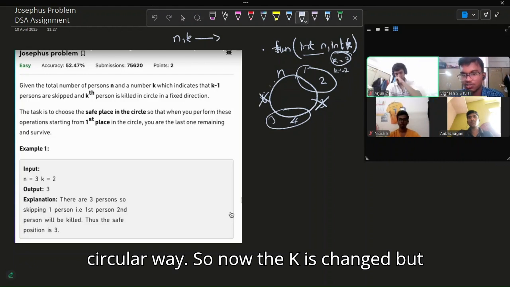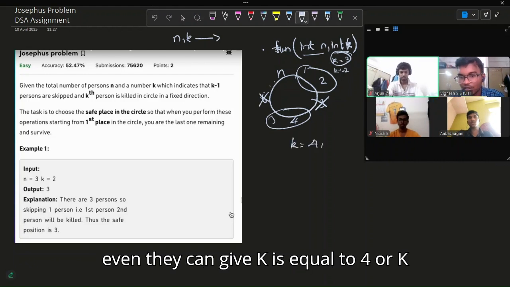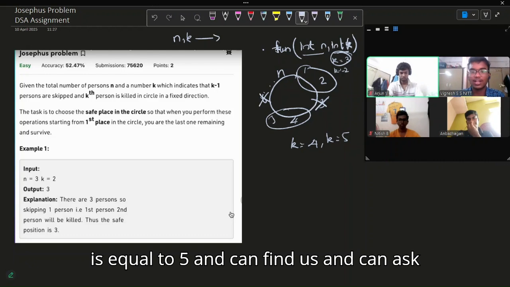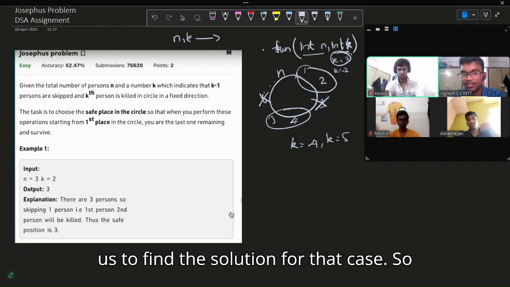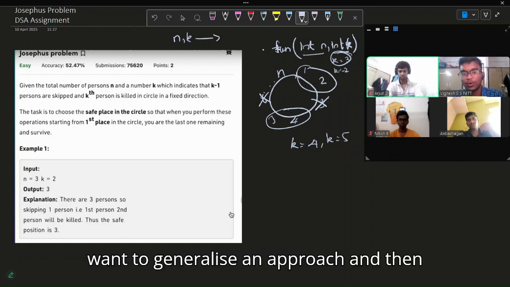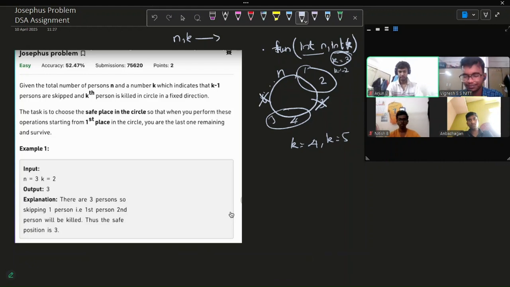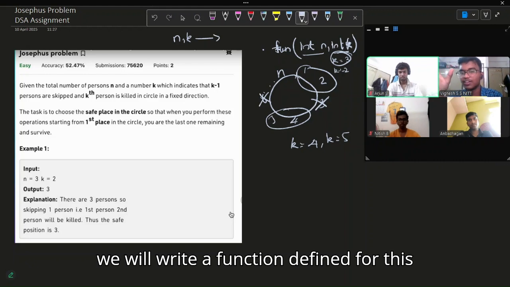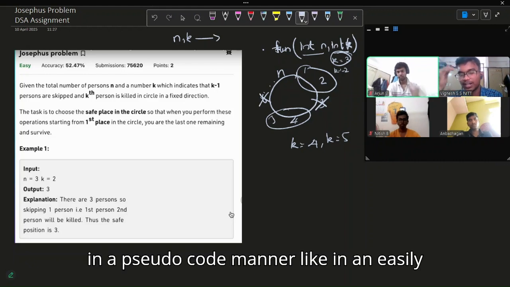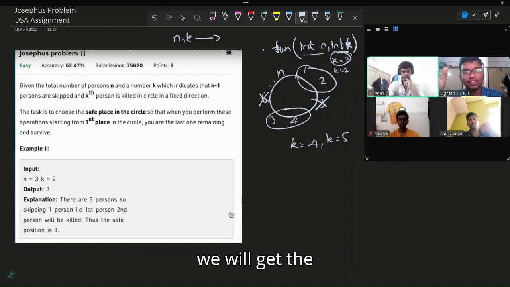So now k has changed. They can give k equal to 4 or k equal to 5 and ask us to find the solution for that case. So we want to generalize an approach, and then write a function for this in pseudocode, in an easily understandable, logical manner, and then get the outputs.